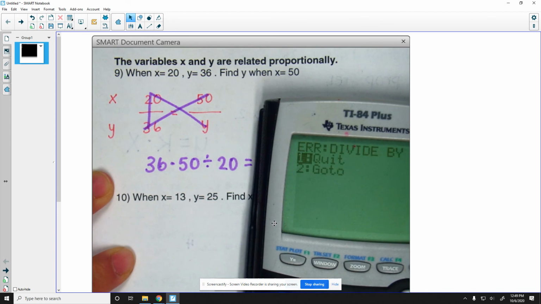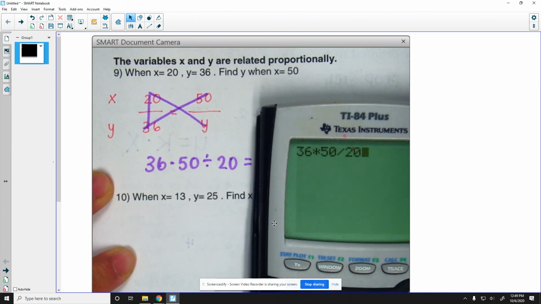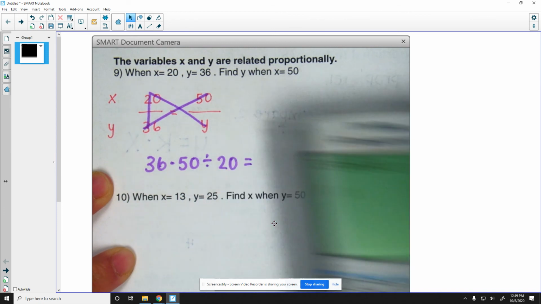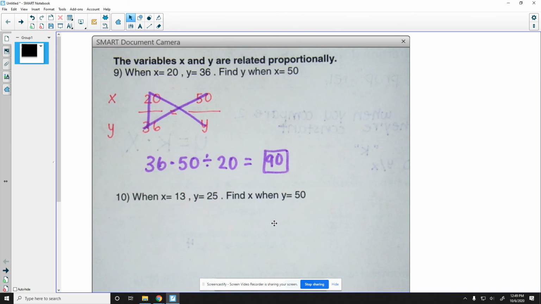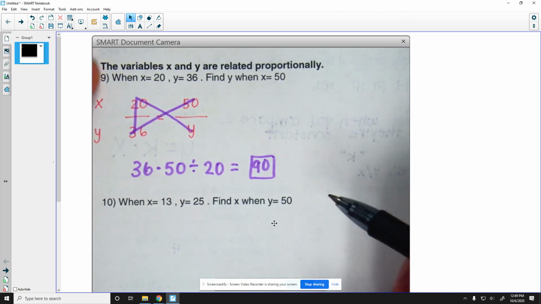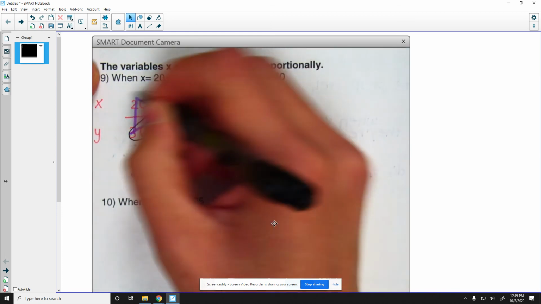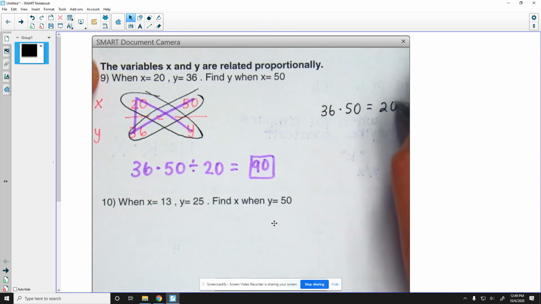So now that you have a calculator, you can just type it all in your calculator. And that's how you get 90 as your answer. Okay, that's your answer. But guys, I want to show you why. Your teacher taught you the trick, but they might not have shown you why that actually works. You don't have to write this down, but because we just finished that chapter, I want to show you why this works. You multiply across. So you have 36 times 50, and that equals 20 times y.